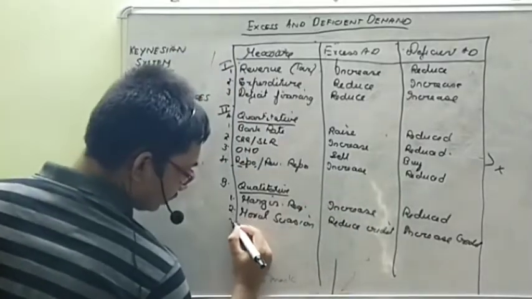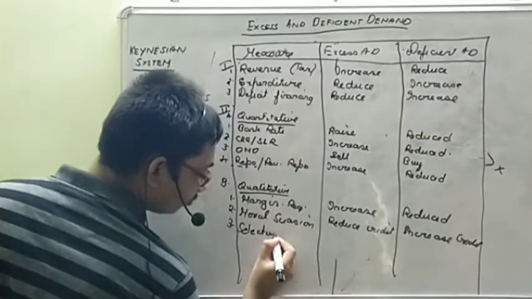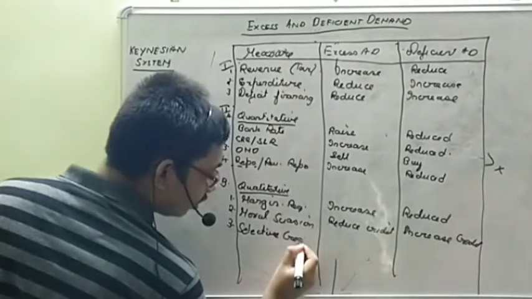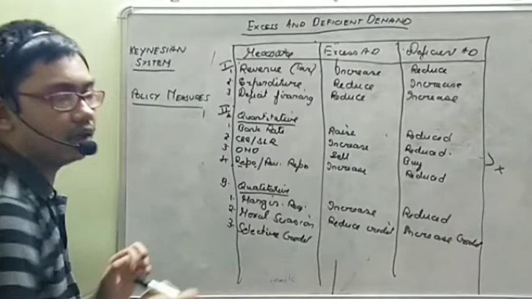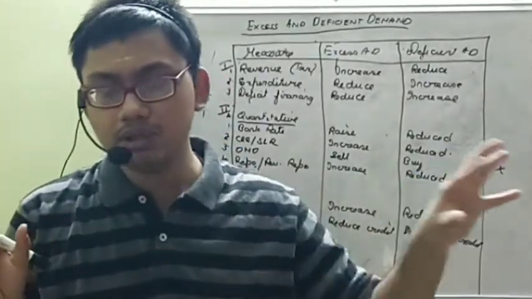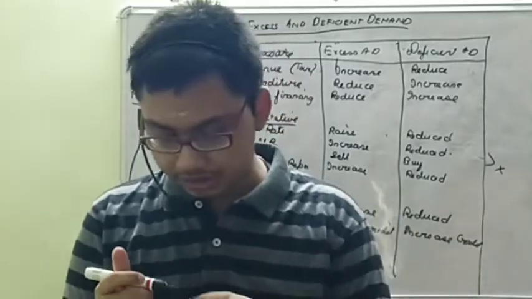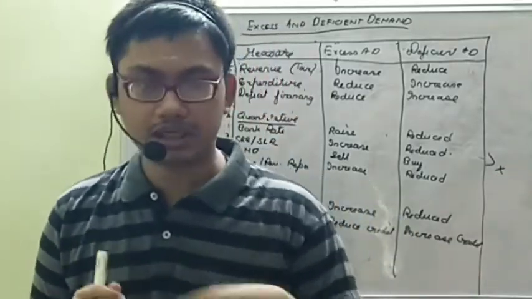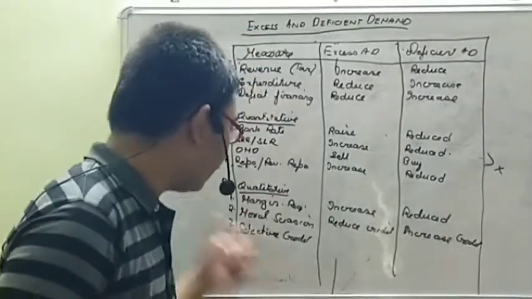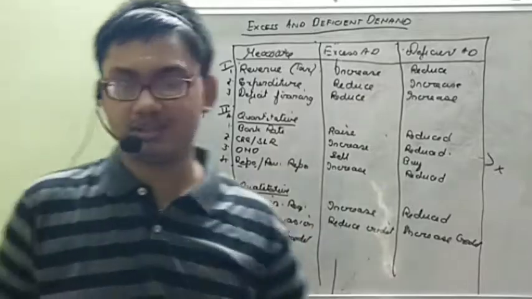Then the third measure is selective credit control. This measure is not like the opposite for things. The credit will be given to selective sectors. Okay, the credit will be given to selective sectors. This is selective credit control. One of the methods used in selective credit control is margin requirements.